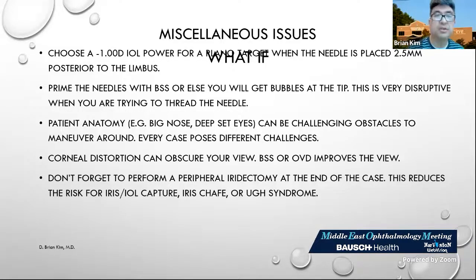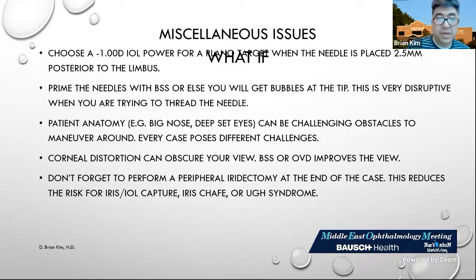So since I go 2.5 millimeters posterior to the limbus, I do choose an IOL target power of a -1 because it's going to be sitting a little bit more posterior. So you want to make an adjustment for the lens power. And you want to prime the needles with BSS, because when you're placing the needles through the sclera and it emerges into the vitreous space, you'll see bubbles coming out and it's very disruptive.